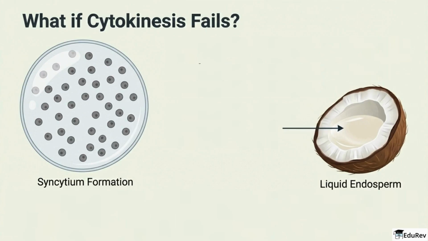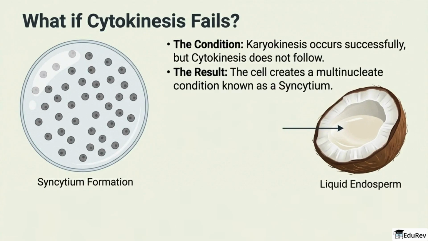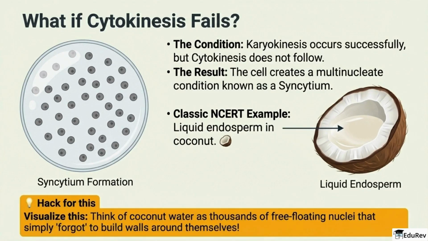If cytokinesis fails, the result is a syncytium. In that condition, karyokinesis happens successfully, but the cytoplasm does not divide. The cell then contains many nuclei in one shared cytoplasmic mass. The classic NCERT example is the liquid endosperm in coconut. That is one of the cleanest biological examples of a multinucleate condition caused by division without cytoplasmic separation.